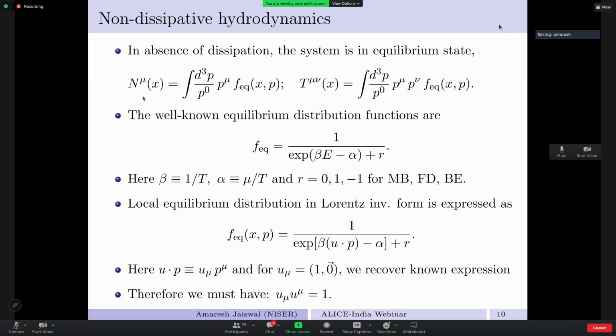Let's look at a system in the absence of dissipation. If there is no dissipation, there is no entropy production during the evolution of the system, and therefore the system is in equilibrium. So we can express these quantities which we already derived in terms of the distribution function by putting f equal to f equilibrium, the well-known form of the distribution function. There is this parameter r which I can tune: r equal to 0 gives me Maxwell-Boltzmann, the classical distribution function, r equal to 1 gives me Fermi-Dirac, and r equal to -1 gives me the Bose-Einstein distribution function.